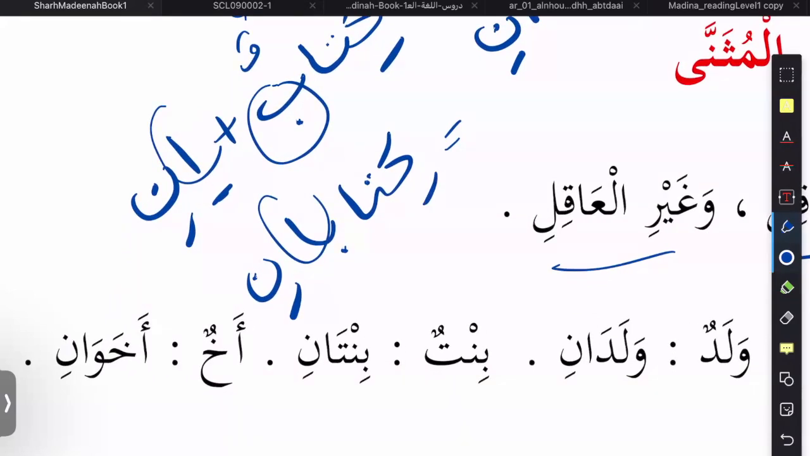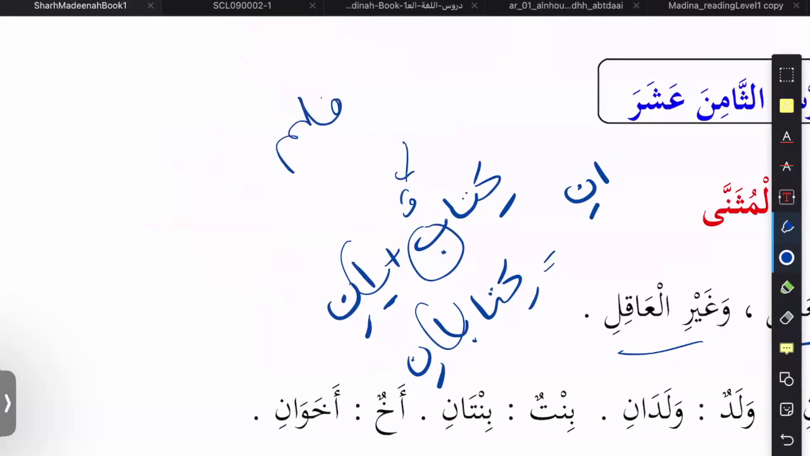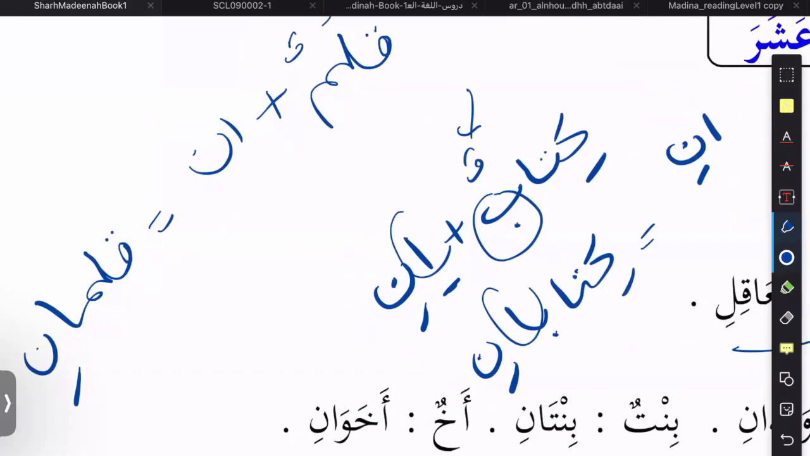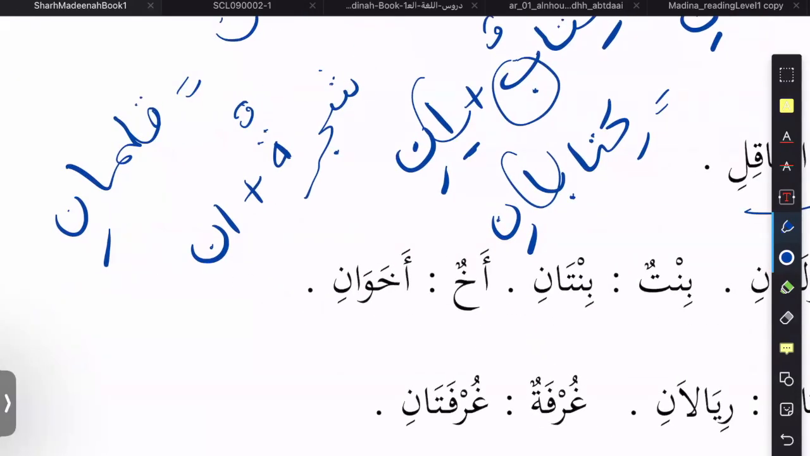So we have kitabani. We have qalam, qalamun, add alif and noon, you say qalamani. Very simple. Does it work with feminine? Yes, it does. So you say shajara, shajaratun. You add alif and noon. Here you don't remove the ta marbuta. You keep it. You say shajaratani.